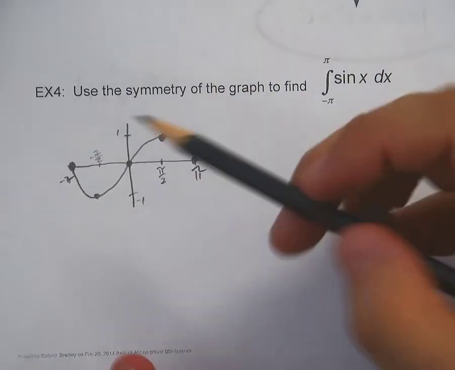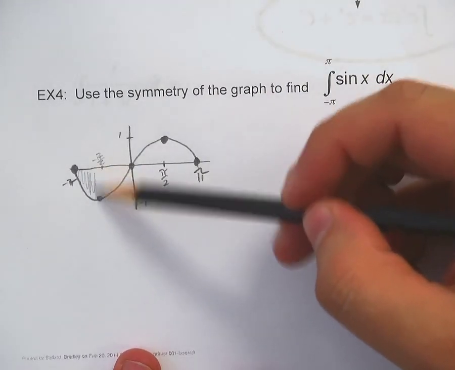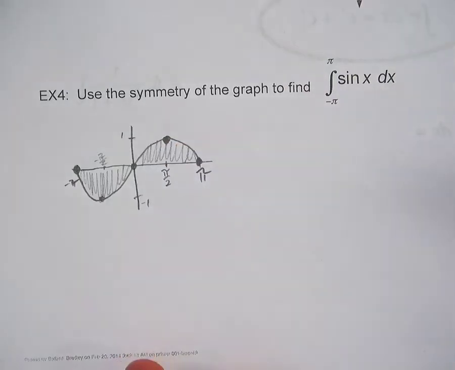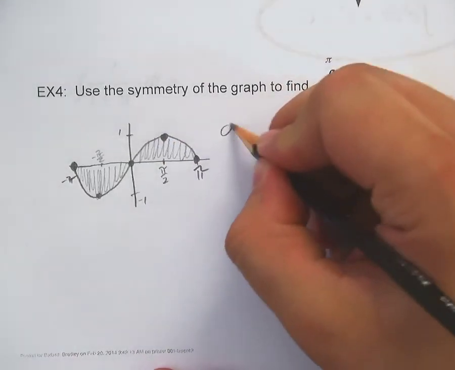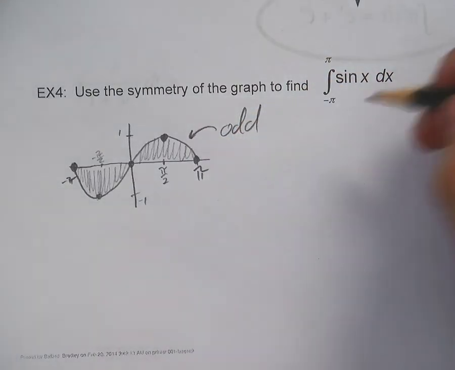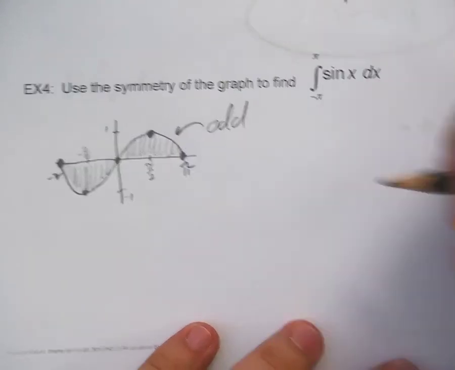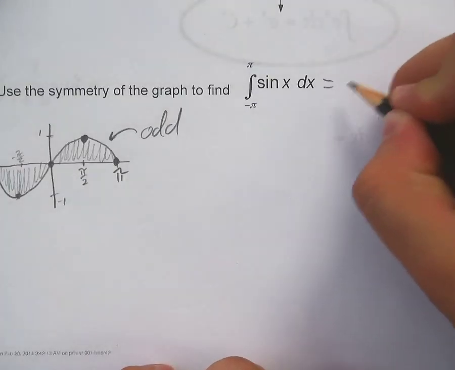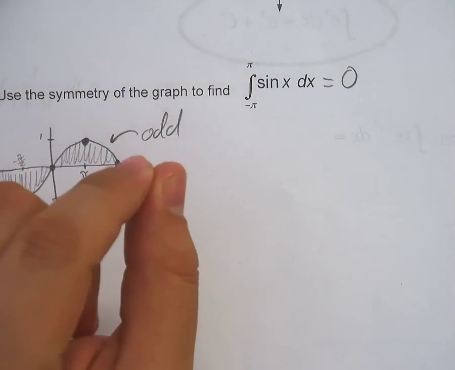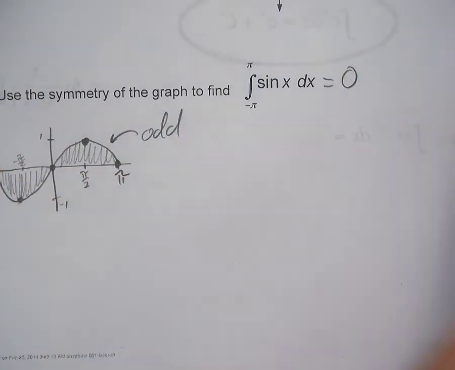And it wants you to integrate from negative pi to pi. Well, remember, sine is an odd function. And since you're going from negative a to a, the same numbers on top and bottom, this whole thing is 0. Just because I know sine is odd, and I'm going from negative a to a, the same values, it's 0. Easy as pie.